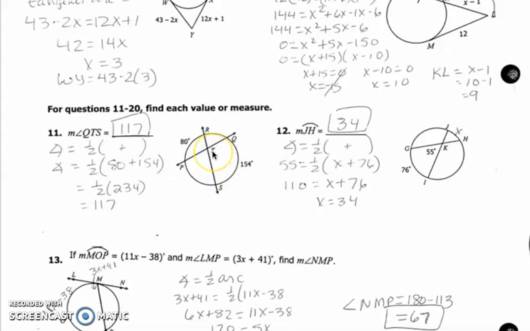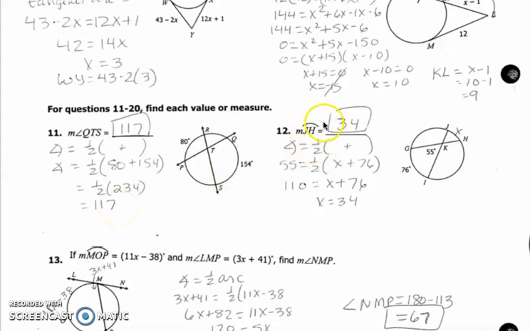Number 11, I'm trying to find angle QTS, which is right here. That's an angle that's inside of the circle. So the rule for when an angle is inside of the circle, the angle equals 1/2 the sum of the arcs. So this angle is 1/2 this arc plus this arc. So I'm adding the 80 plus the 154, and that equals 234, and half of 234 is 117.